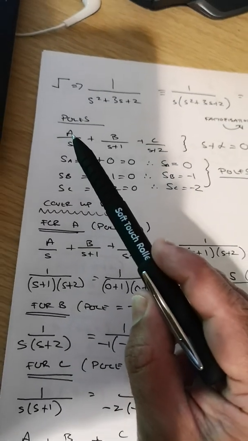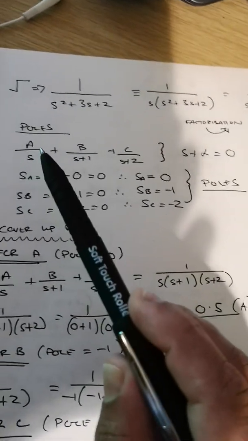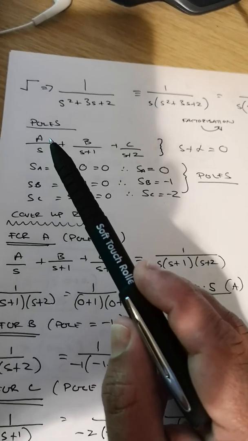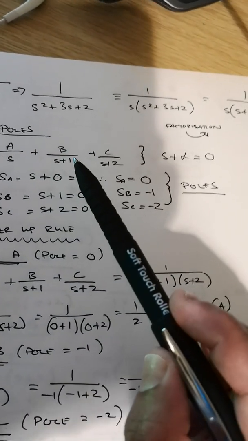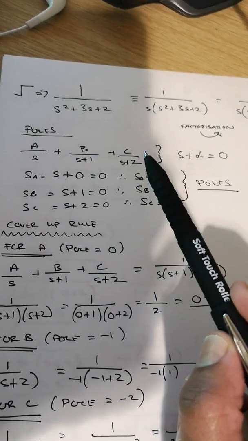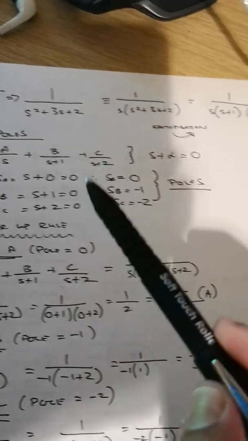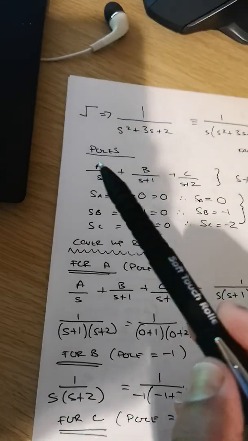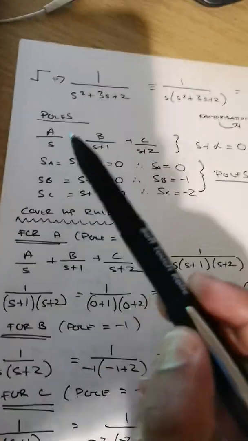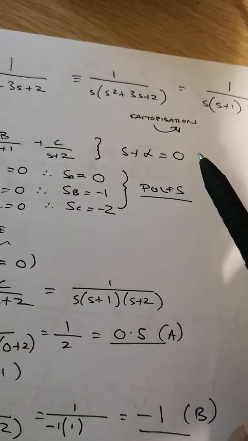We need to find the values of A, B, and C, because in technical terms, we actually have 3 graphs. We have the graph for the step input, we have B, and we have the graph for C. When they're added together in the system, they actually produce one final graph, which is the response of the step input. So we have a standardized equation here, s plus alpha equals 0.